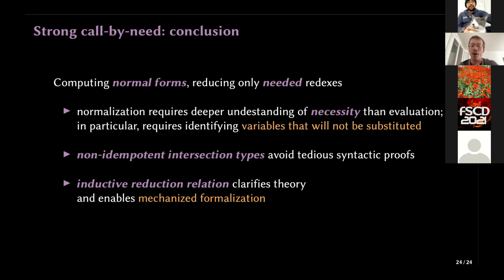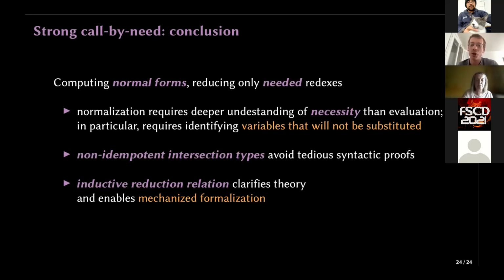We derived the calculus and proved nice properties of it, but along the way, we also learned a few very interesting things. And when I say we have learned, I mean Antoine, Guillaume, myself, and I also hope I will count some of you now. First thing is that if we want to perform normalization, we need a deeper understanding of what a needed redex is. And thus this requires identifying some structures in the lambda terms, and for instance, identifying variables that cannot be substituted.